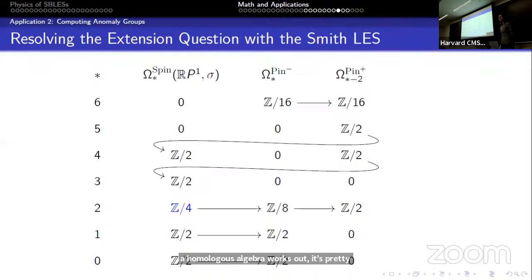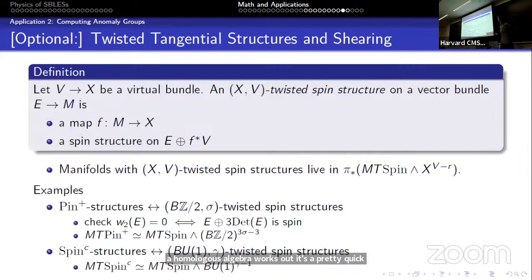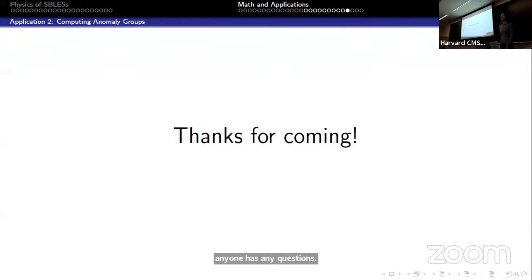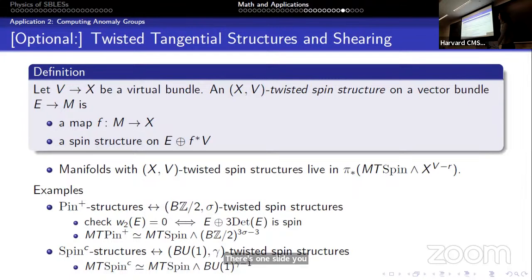Thanks. So the last thing I can talk about is twisted tangential structures and shearing. I'll just return to this if anyone has any questions, but let me conclude here and say thanks for coming. Are there any questions? There's one slide you skipped that you can comment on. This one? Yeah. Okay. Sure.